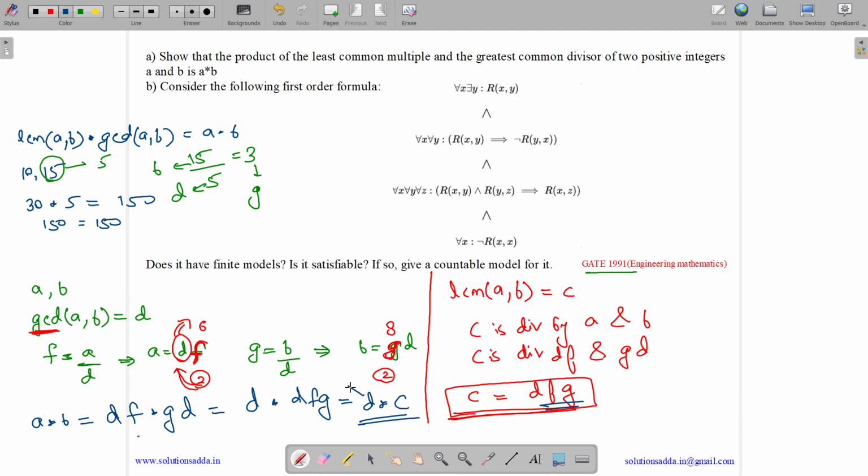So what is this D? D was equal to our GCD. And what is this C? It was equal to LCM. So we have proved that LCM into GCD equals the product of the numbers. So we have basically proved this statement. Okay.